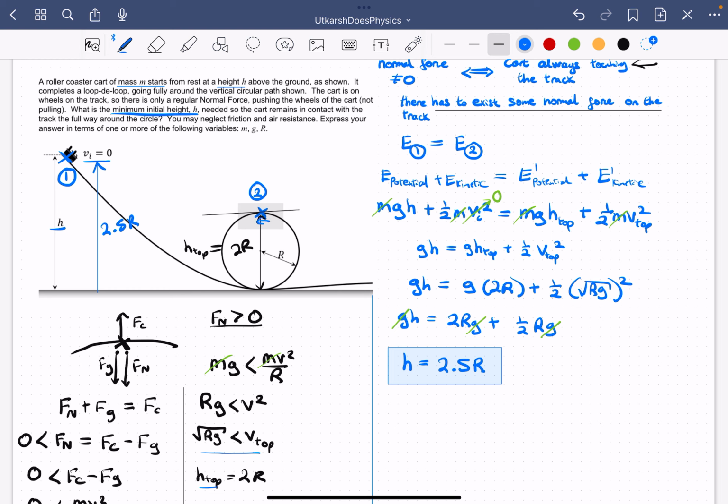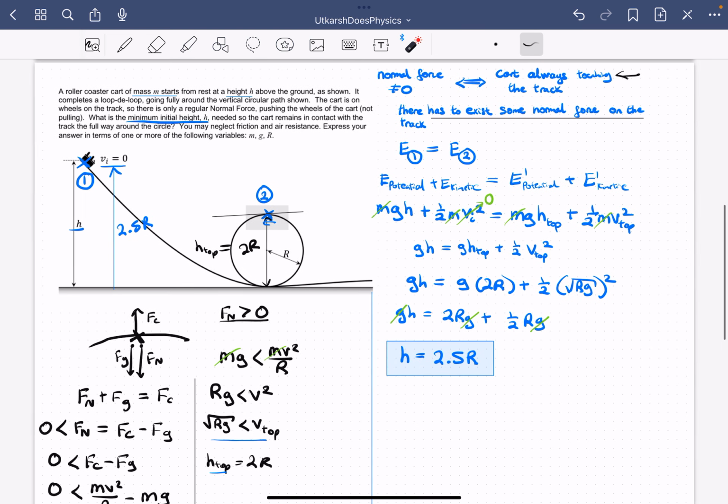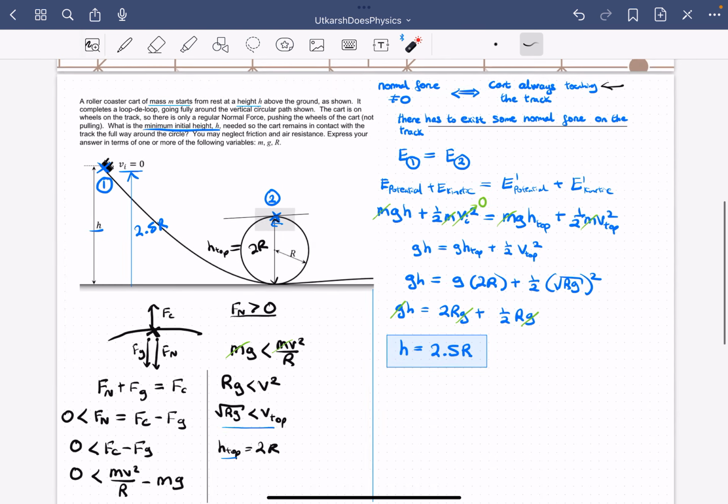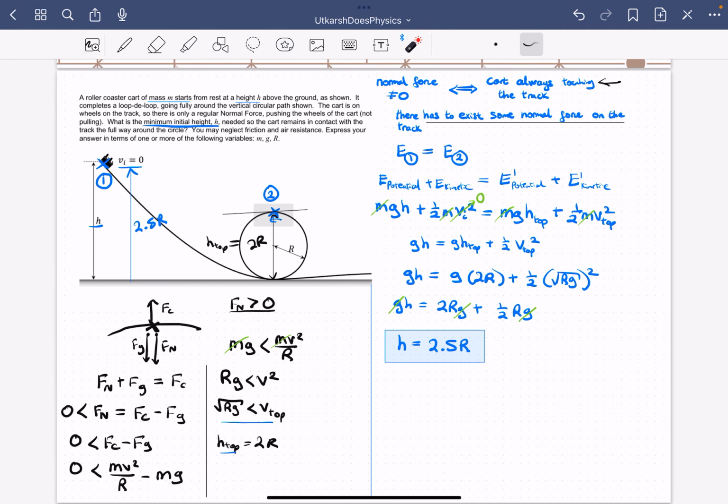And that sort of makes sense because as it's going down, it's got to go at least 2R, because that's the height of the loop. And that extra 0.5R comes from the centripetal energy, which is what you see here. This is that extra amount you need to just go around the full circle. So, yep, there you go. That's the full answer to this question.